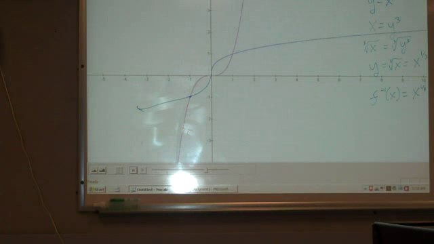Do you think it'll still be a reflection about y equals x? Yes. That's a trick question. Of course it will be. And you can see that in lovely cyan up there.